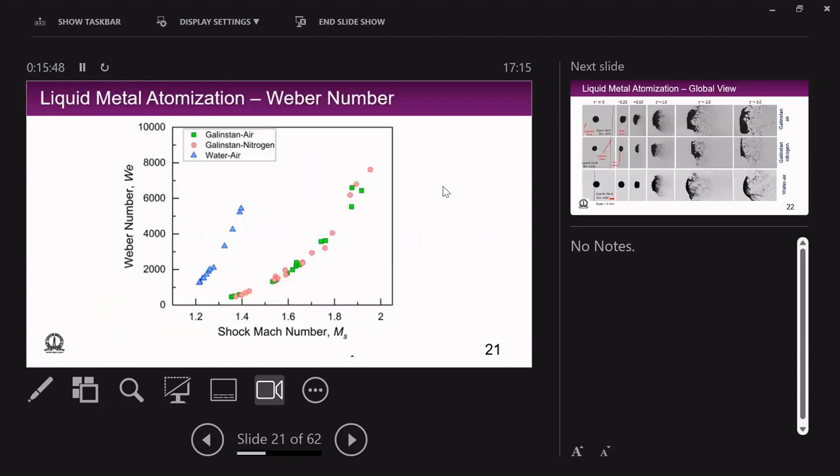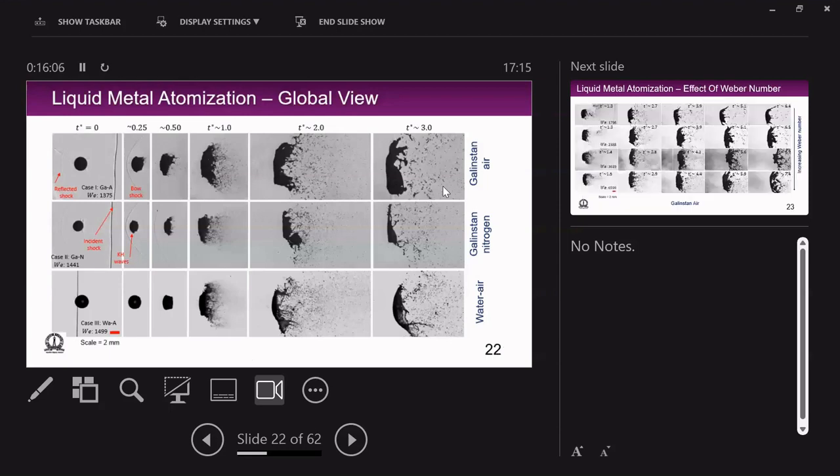So I'm going to skip this one. And so this is the Weber number, and this is for Galinstan. You achieve it a little later, for the simple reason of the higher surface tension of Galinstan. So this is the curve for water, and this is the curve for Galinstan in air or nitrogen. Doesn't really matter. If you look at the two views now, this is Galinstan in air, this is Galinstan in nitrogen, and this is your water. All of them are more or less at the same Weber number.